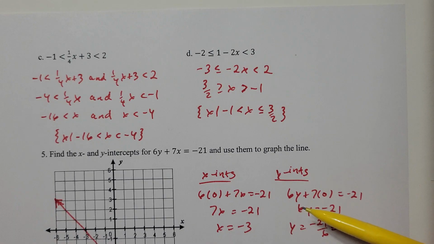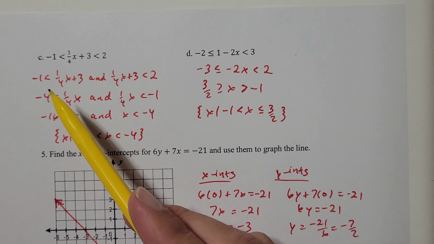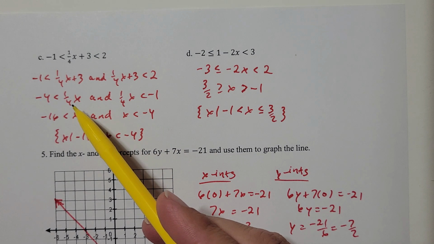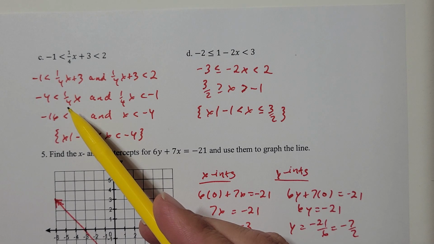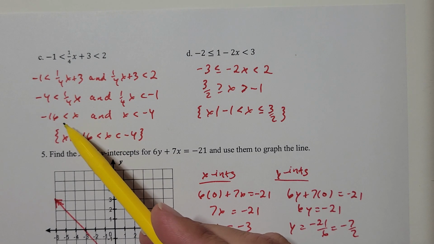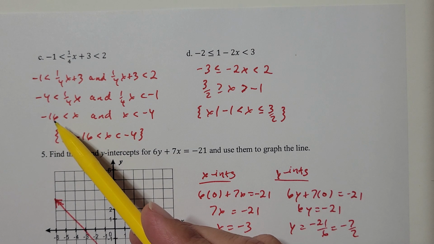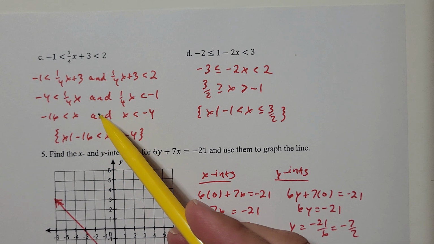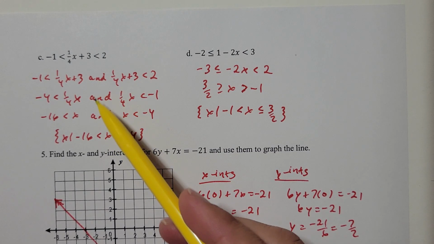So then I'll subtract 3. -1 minus 3 is -4. And I'll multiply both sides by 4. And because I'm multiplying both sides by a positive number, I don't flip the sign, right? So -16 is less than x. Okay, and go ahead and write that keyword down.